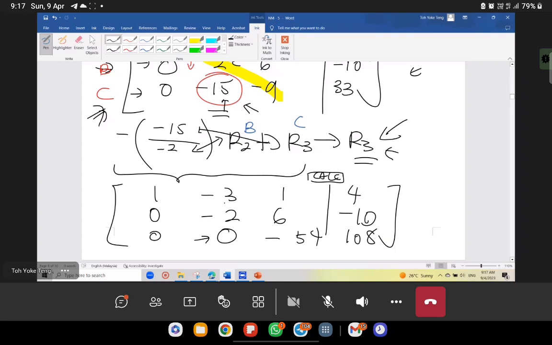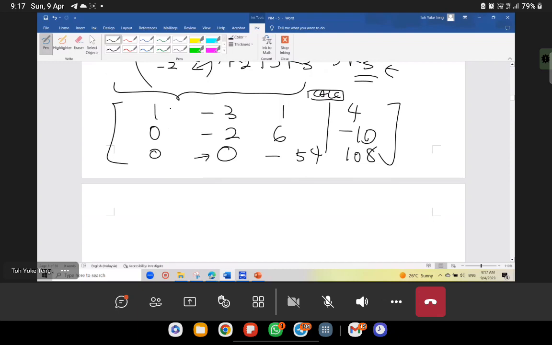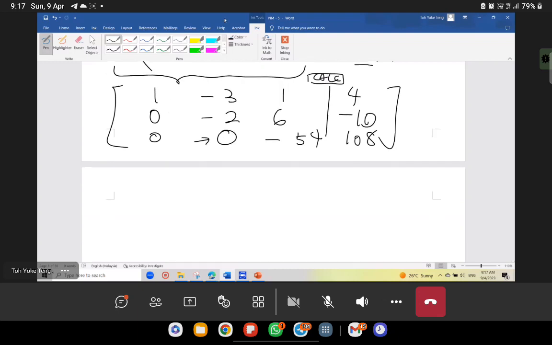Okay, yeah, all the things are correct here. So when you get this one, as you notice here, all the elements below the diagonal are zeros already. So you may rewrite it as equations, where the variables are x, y, z.